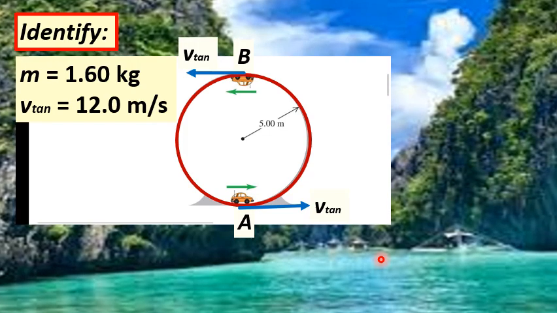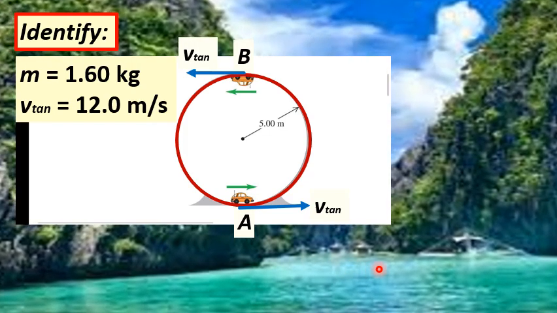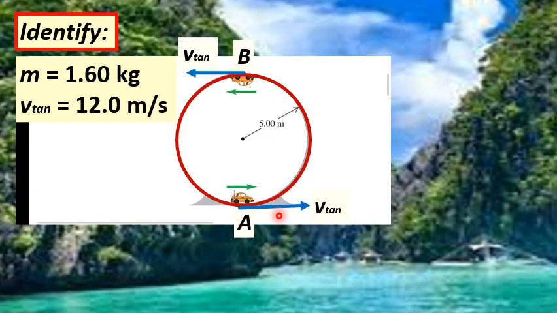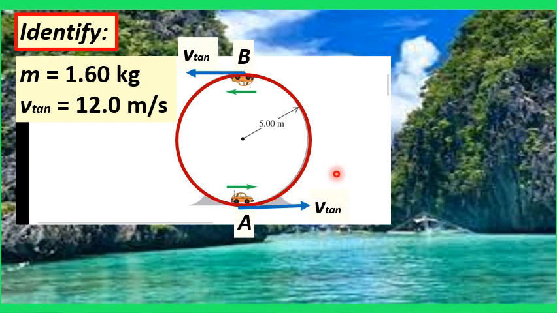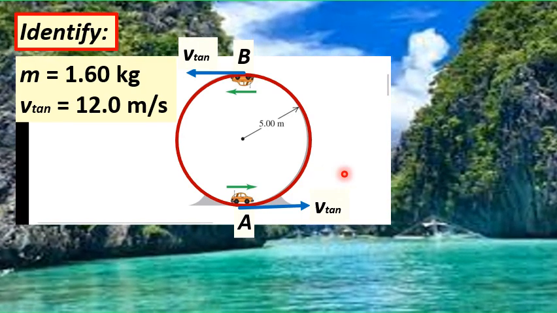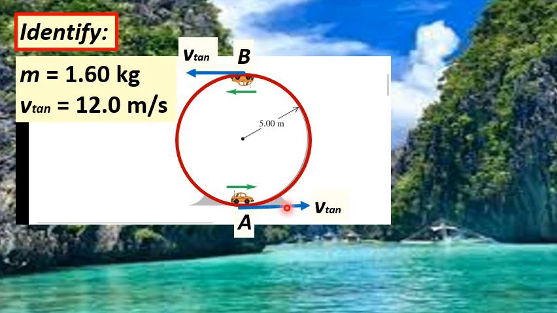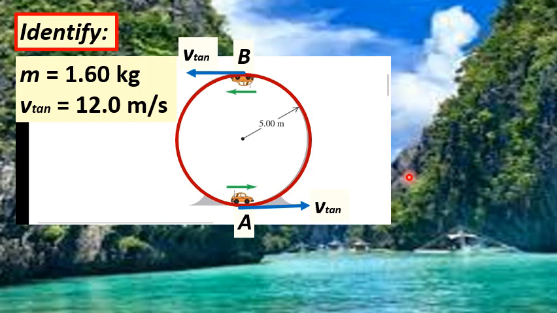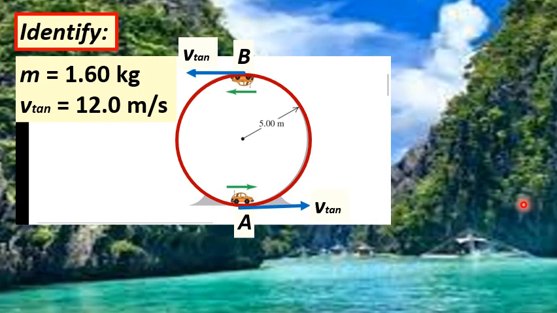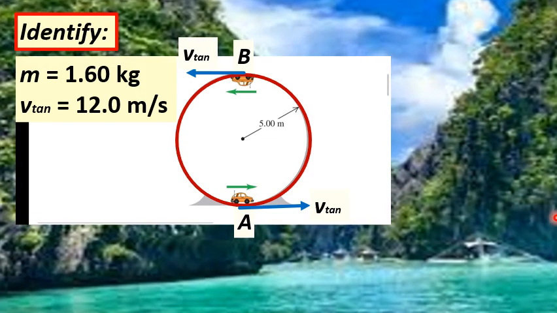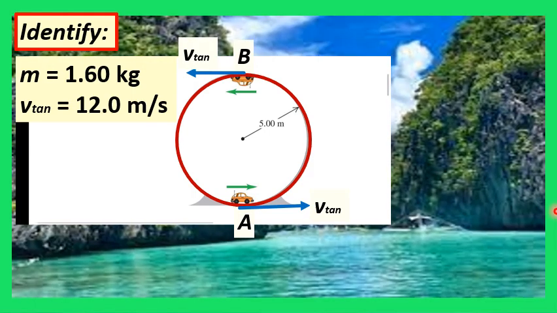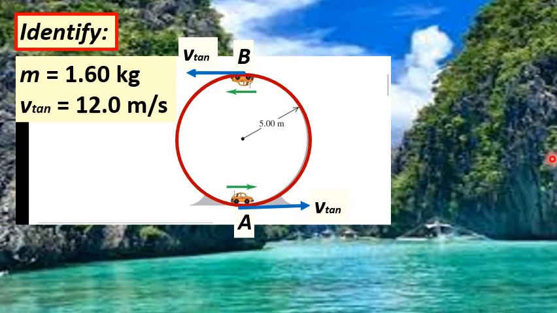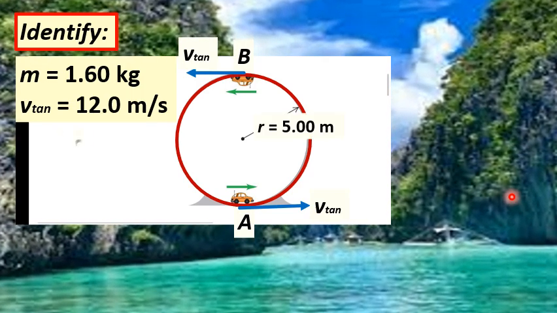Identifying the given data, we have the mass, small m, of a remote-controlled car equal to 1.60 kilogram. It is moving at a constant tangential speed denoted by v sub tan equal to 12.0 meters per second in a track formed by a vertical circle inside a hollow metal cylinder that has a radius r equals 5.00 meters, as shown in the figure.